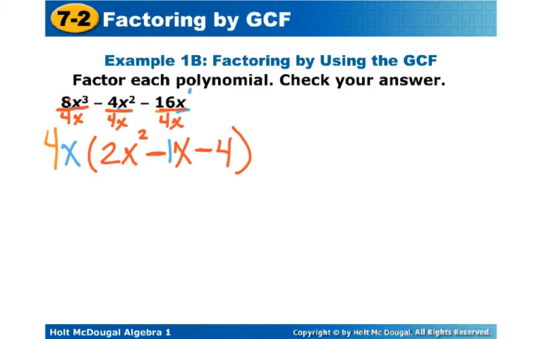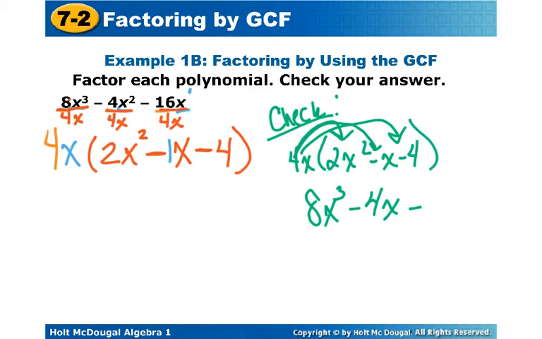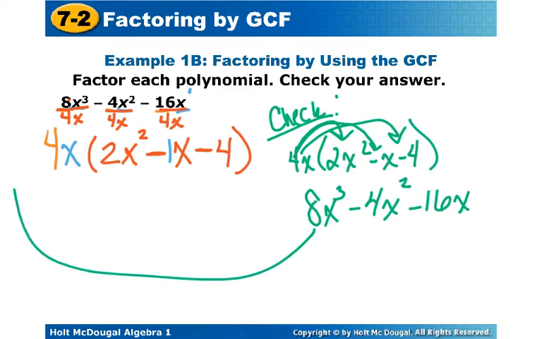And remember, guys, you can always perform the check to ensure that you were correct. So to do the check, you're simply just going to distribute in what you got as your end result. So if I distribute this in, I get 8x cubed minus 4x squared minus 16x. Oh, I forgot my squared here. And if I look back to what I originally started with, it is identical. Okay? Alright, let's look at another one.